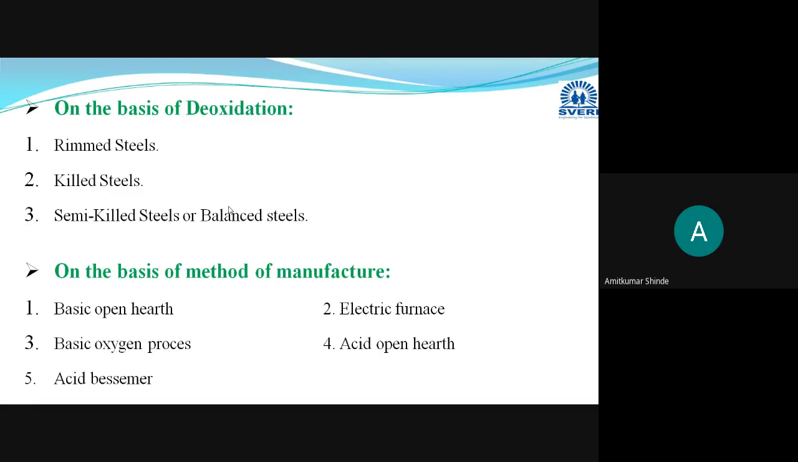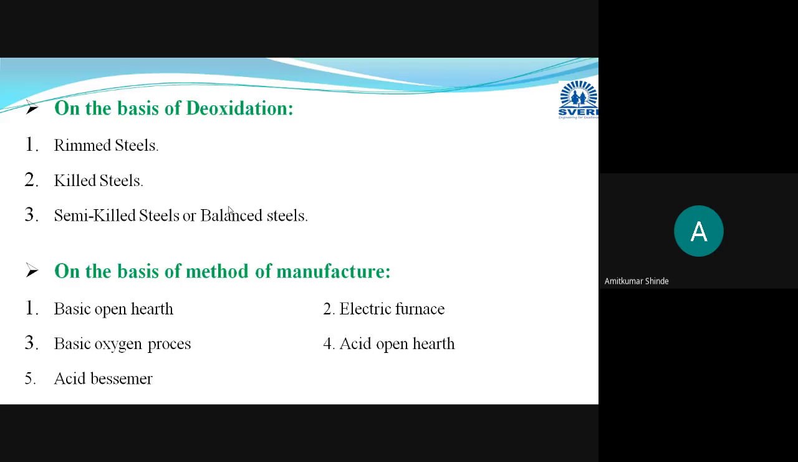Now, to avoid these blowholes, we use different processes. Depending on the process used, these steels are classified as rimmed steels, killed steels, and semi-killed steels. To avoid the entrapment or formation of these blowholes, we manufacture steel plates having very small thickness.